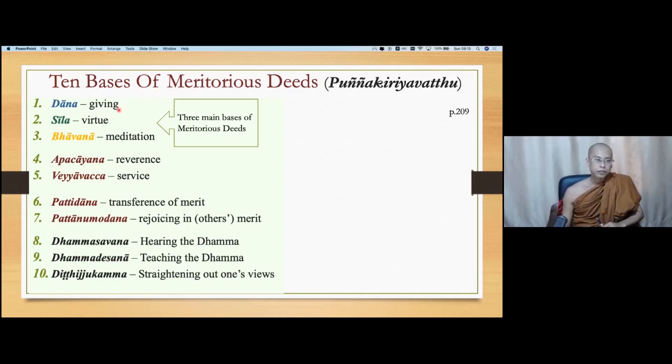So dana is giving, and sila is virtue. Moral precepts are sila: 5 precepts or 8 precepts, 10 precepts for Samani, and for Sali also, and for a Bhikkhu, 227 rules are called sila. If we find the reality inside the action of moral precepts or virtue, we can find 3 types of abstinence. These are called right speech, right action, and right livelihood.